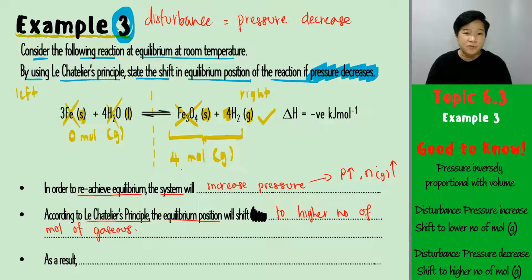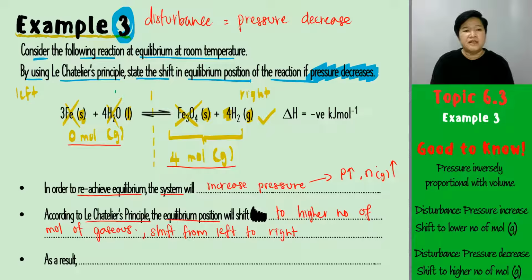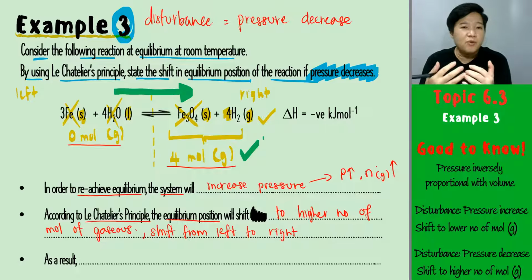So, quite obvious over here guys, 4 mole of gases compound versus 0 mole of gases compound. And we need a higher mole of gases. Therefore, we will then shift from left to right. We will definitely shift from the left to the right due to the higher number of mole of gases that we want, to go against the disturbance.